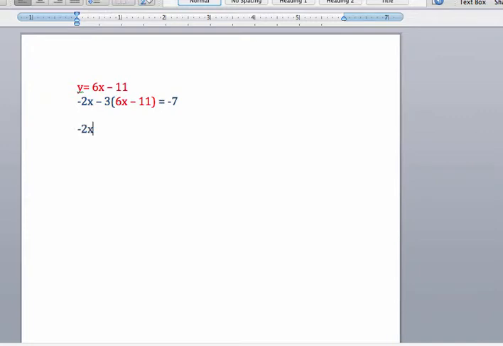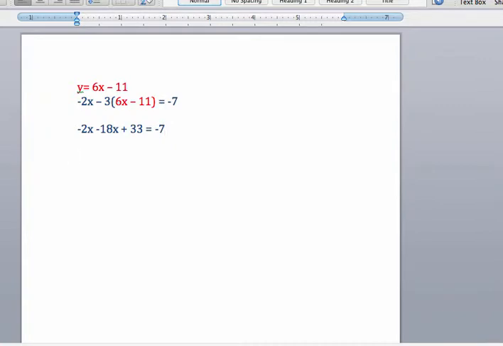It becomes negative 2x minus 18x. Be careful here. It's going to be plus 33. It's negative 7. It's plus 33 because I have to distribute the negative 3. Negative 3 times the 6x, that's the negative 18x. And it's negative 3 times negative 11, so negative times negative is positive. We get this. From there, we are going to combine like terms.